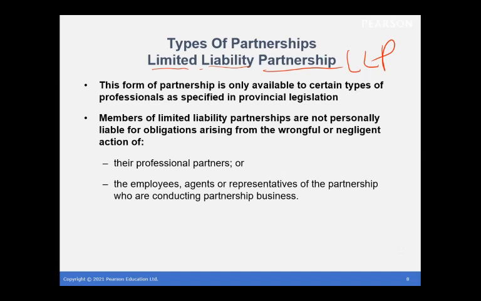So members of a limited liability partnership are not liable for obligations that arise from the wrongful or negligent action of their professional partners. So if you partner up with somebody as a tax professional and they do something wrong, you are not going to be liable for that. Or employees, agents, representatives of the partnership who are conducting partnership business. So this is a way for those partners in a professional partnership to protect themselves from that additional liability of their partner getting into trouble.